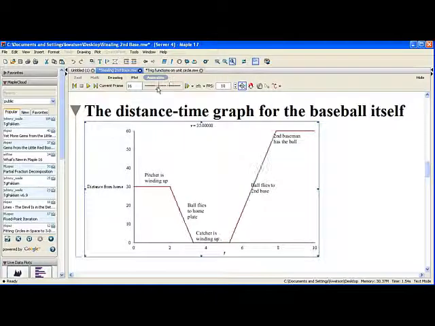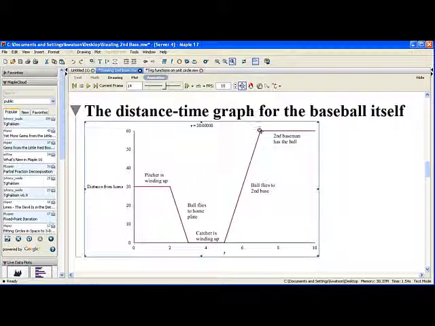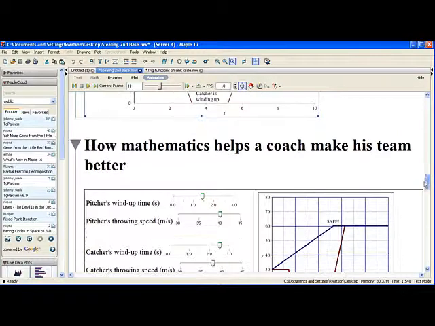And what I'm doing here is changing the throwing speed of the pitcher and the catcher. And as their speeds increase, we notice that the time at which the ball lands at second base becomes shorter. So as they get faster, we can go from as little as 6 seconds to as high as something that's off the screen. Now what I'd like to give kids control over is not just the throwing speed of the pitcher and the catcher, but also the speed of the runner and the time that it takes the pitcher and the catcher to wind up.